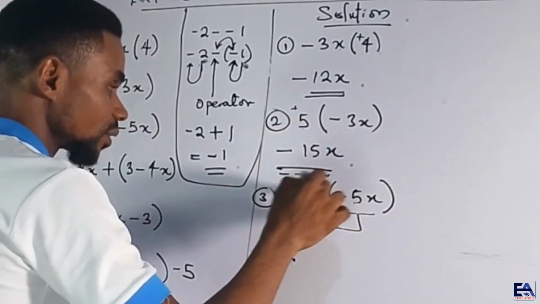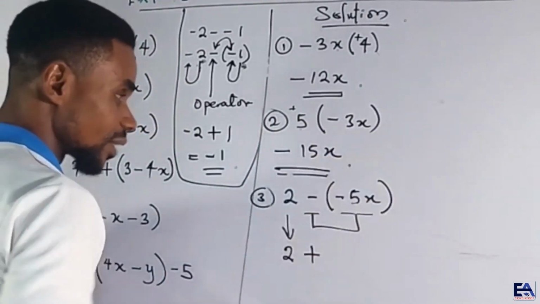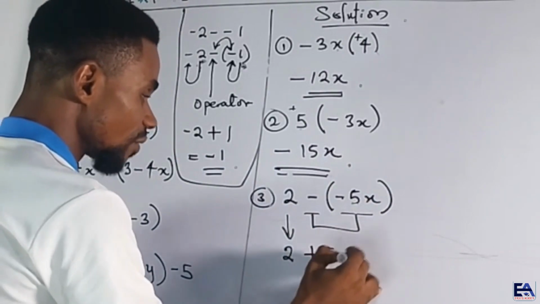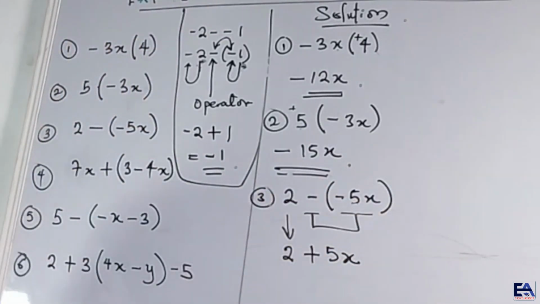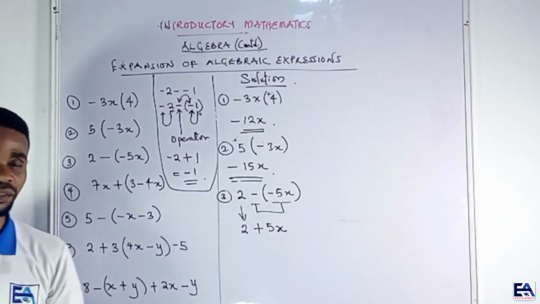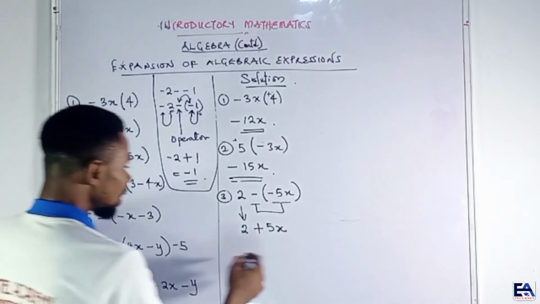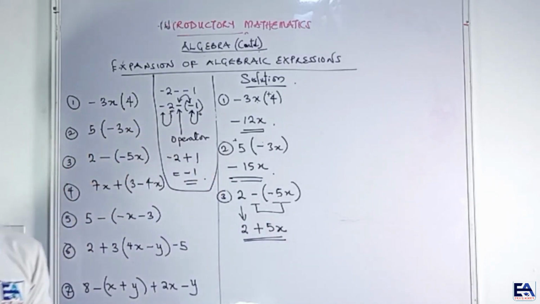So minus times minus is plus. So 1, that invisible 1, multiplied by 5x will give you what? 5x. Or you simply just say minus times minus 5x will give you plus 5x. However you seem to capture it, you're still making the same sense. So at the end of the day, the answer is 2 plus 5x. And there is nothing else we can do to it.